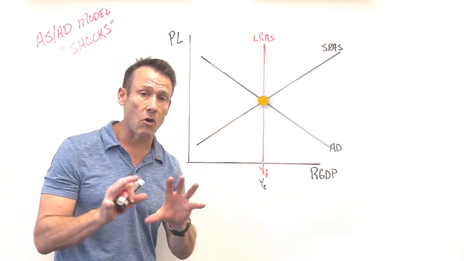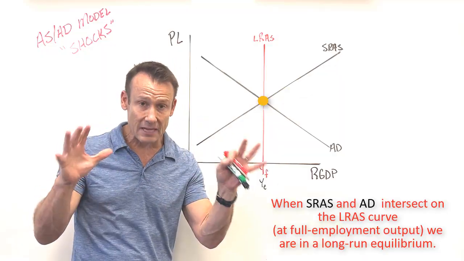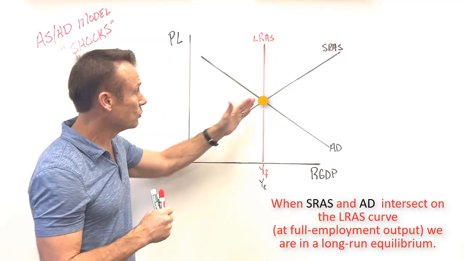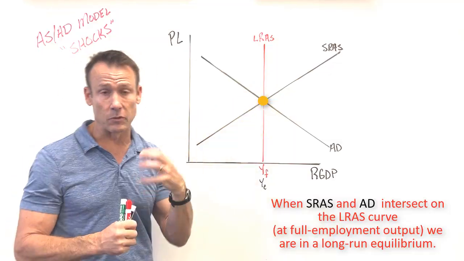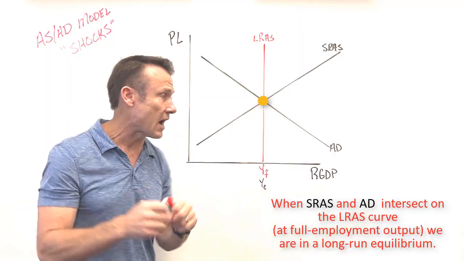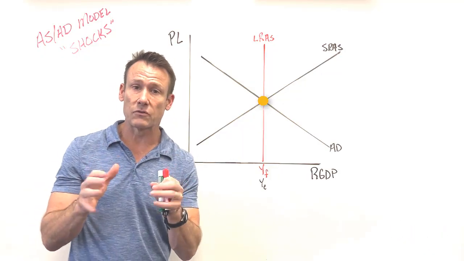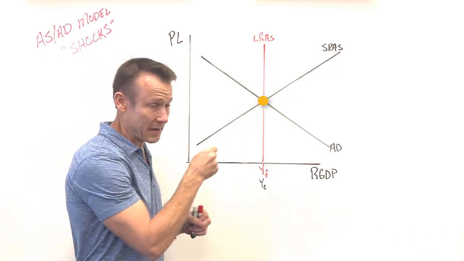When you're in that long run equilibrium, it's going to take a shock, something exogenous, to cause us to move off of it. The economy is in equilibrium. The labor market's in equilibrium. The product market's in equilibrium. It's going to take a shock to move us off of this, and that's what this video is about. So let's get to it. Let's start off with our demand shocks, okay?